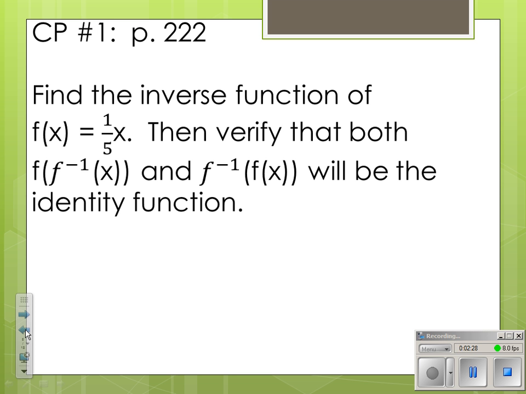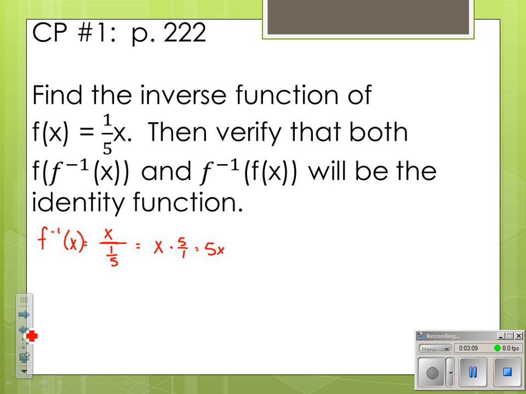Now notice that f of x is x being multiplied by 1/5. So the inverse is the undo of that. So if the function f of x is 1/5 times x, the inverse function is going to be x divided by 1/5 instead. Okay, so let's break this down. That's going to be simplified by taking x times the reciprocal of 1/5, which will give us 5x. Okay, so that's our inverse function.